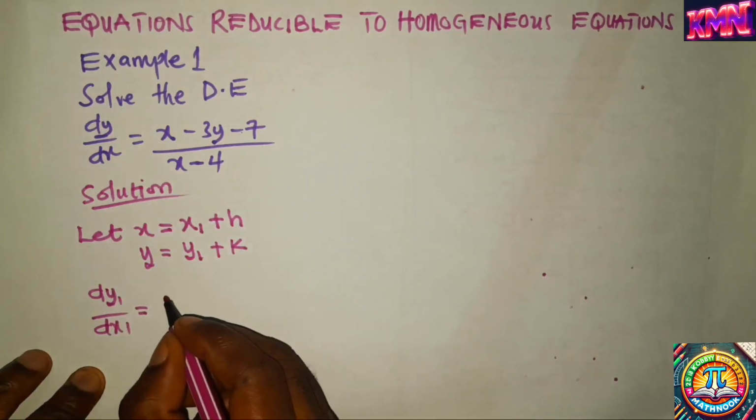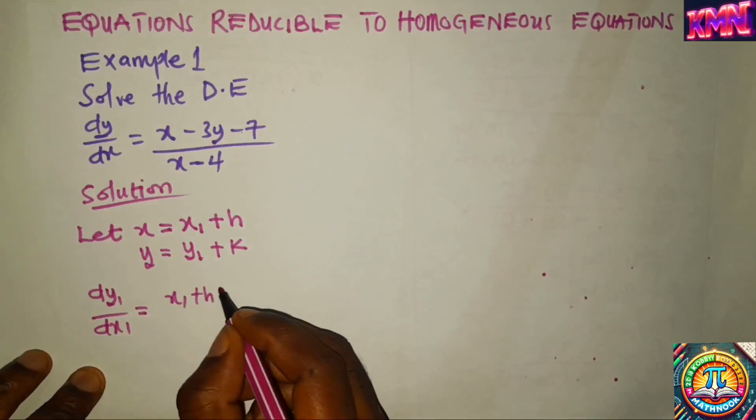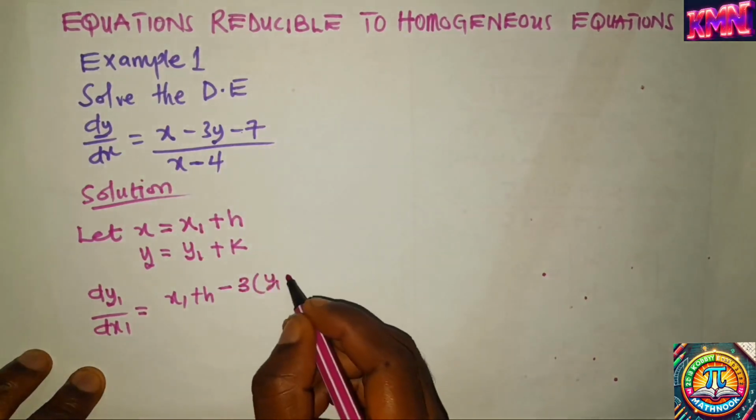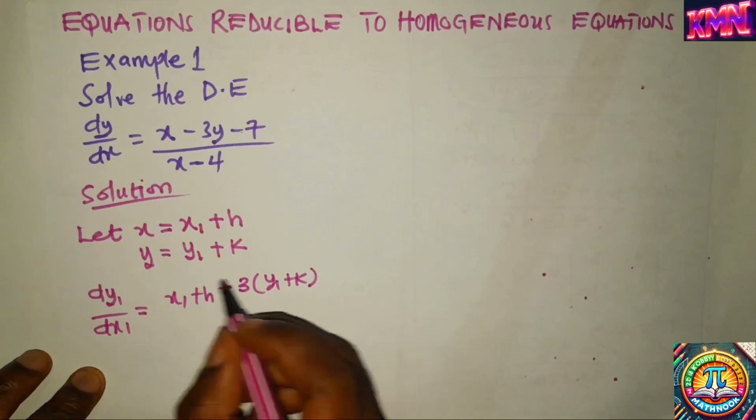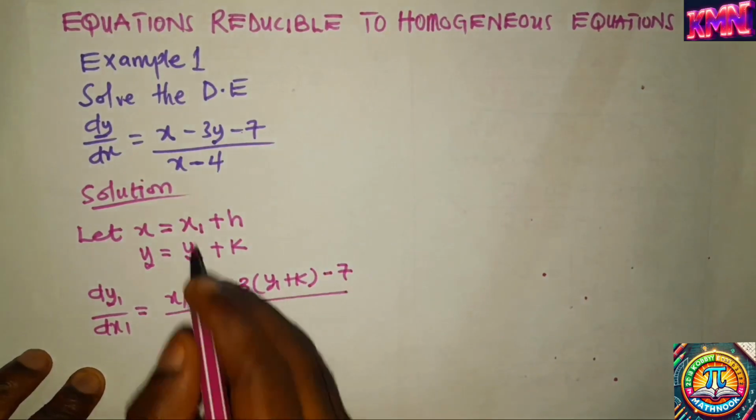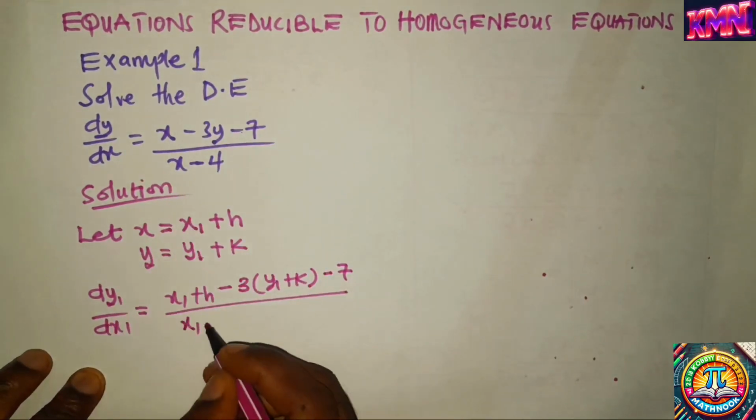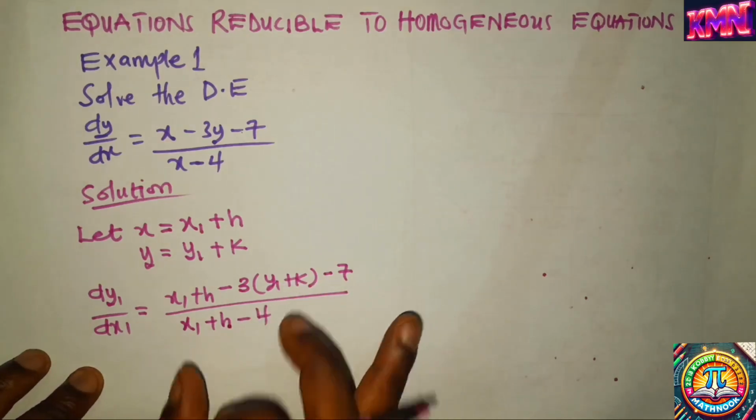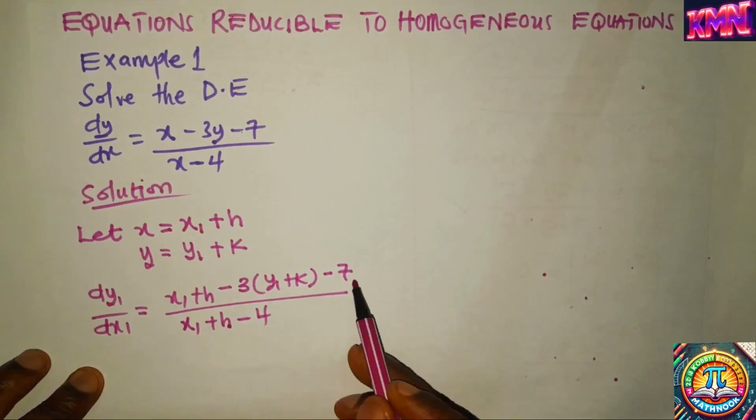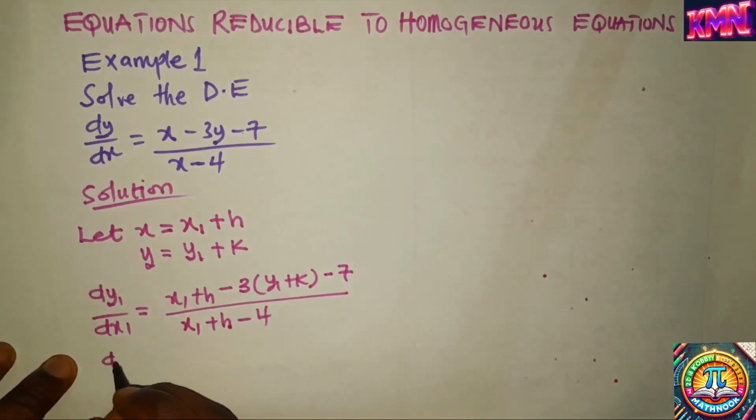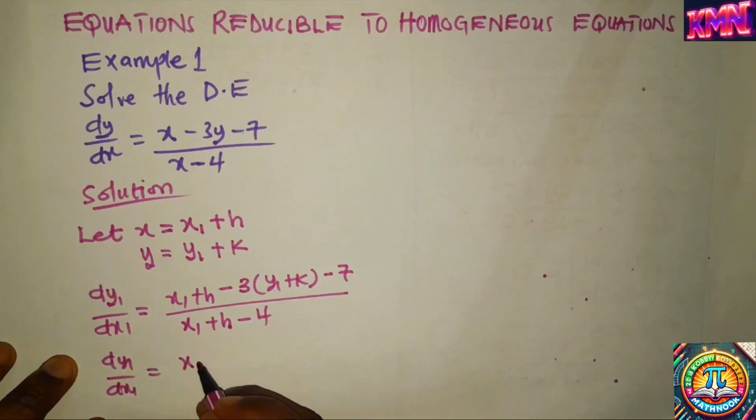So we are going to get x1 plus h minus 3. Then the y is y1 plus k minus 7, all on our x is x1 plus h minus 4. Now let's group the constants h, k, and 7 to one side, and then the variables also in front. So our dy1/dx1 now becomes x1.